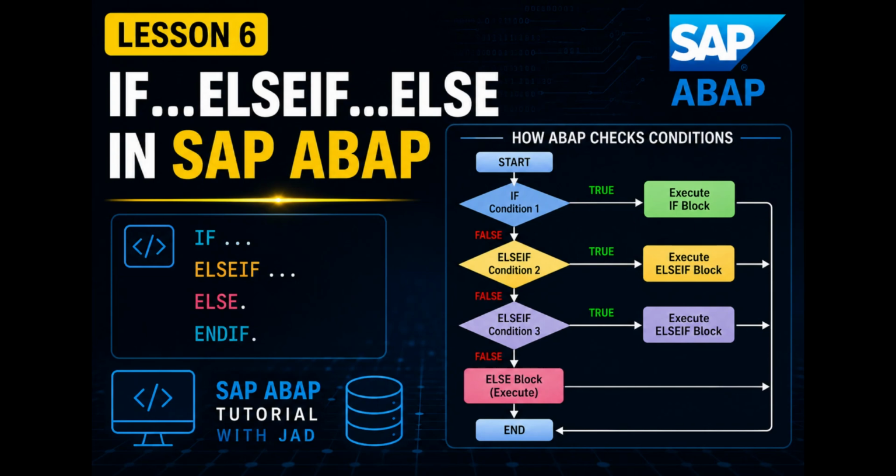In the previous lesson, we learned how to make decisions in SAP ABAP using the IF statement. We learned about IF, ELSE, and ENDIF. Today, we'll take the next step. We'll learn how to use IF, ELSEIF, and ELSE to check multiple conditions in one program.